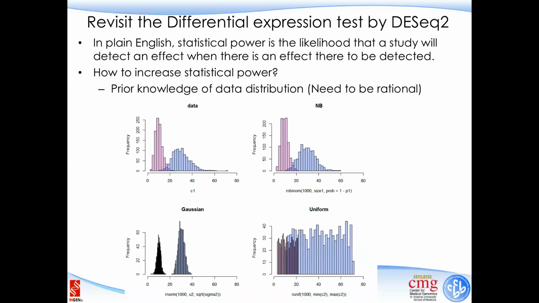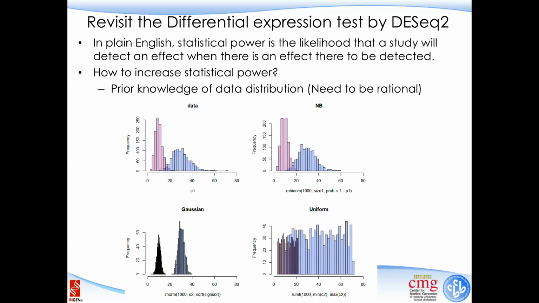Before I start the alternative splicing part, I would like to revisit the differential expression test by DESeq2, which I introduced at the end of last lecture. First, I would like to talk about one thing I didn't mention much, which is statistical power. In plain English, statistical power is the likelihood that a study will detect an effect when there is an effect to be detected. That means the probability to reject H0 when the truth is H1, the alternative hypothesis. The reason we want to use DESeq2 is to increase the statistical power.